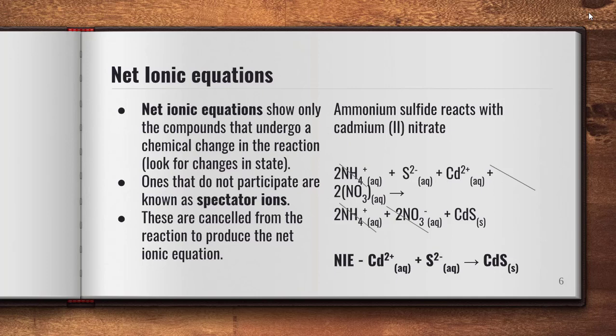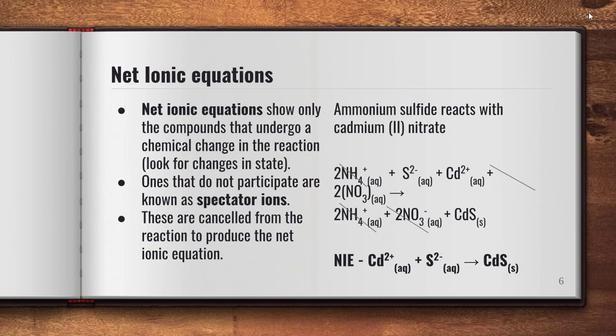Sulfide is -2 aqueous, and that forms cadmium 2 sulfide in a solid form. Okay. So again, the whole concept here is to break down everything into your ions, unless it's insoluble, then you leave it as a solid. You cancel everything on both sides that is the same, and then whatever's left over is your net ionic equation. That is what actually underwent the chemical reaction that is discussed.